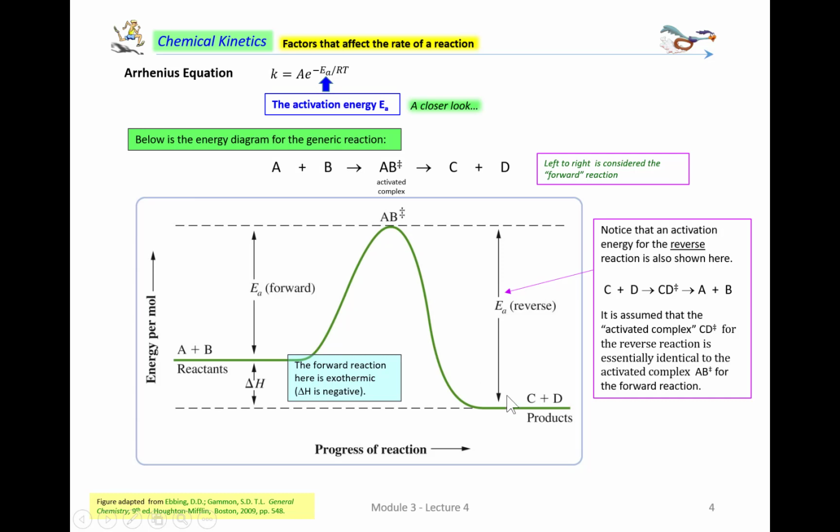That seems logical. If we want the forward reaction to be favored, we want the reverse reaction to be more difficult. One thing that's assumed here is that the activated complex, which we call CD double dagger going backwards, even though we called it AB double dagger going forwards, is essentially the same activated complex.